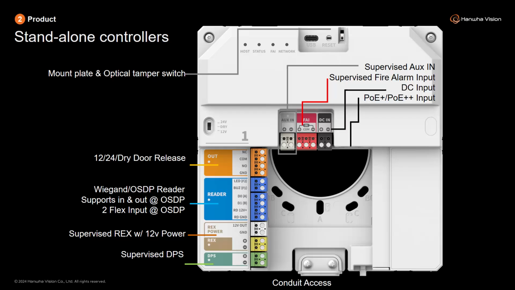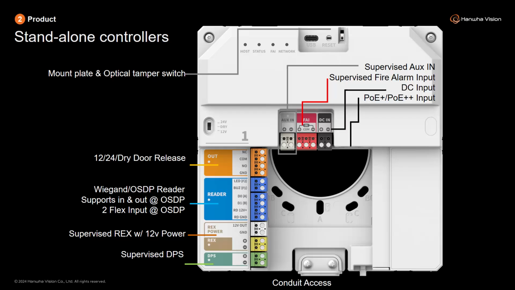And below that, we have our supervised request to exit input, and that also has our power. So we don't need to connect to an additional power supply. All my wiring is simple and easy. And below that we have our door position switch. These are supervised inputs as well. Along the middle we have our aux input. That can be coming from some other device.